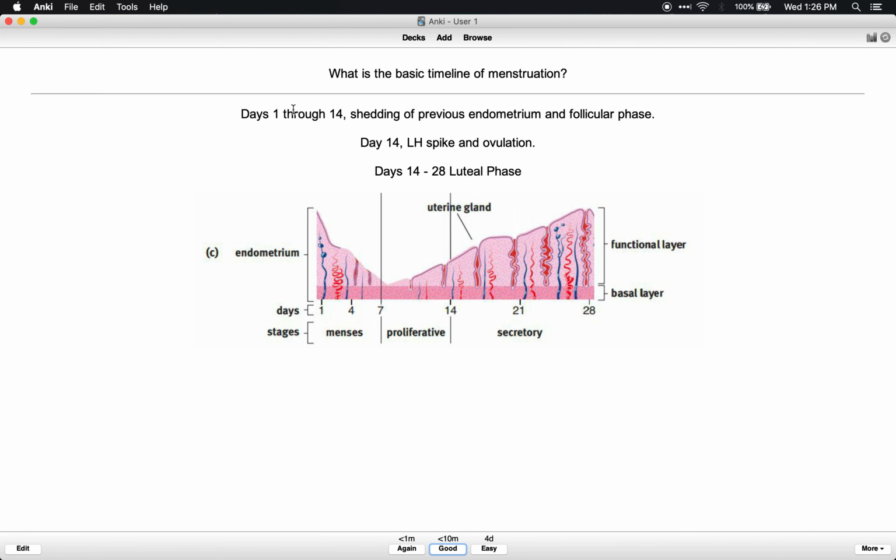Timeline of menstruation, no idea. So day 1 through 14, shedding of the previous endometrium and follicular phase. Day 14, the LH spike and ovulation. Day 14 to 28, the luteal phase. Day 1 through 14, shedding of previous endometrium and follicular phase. Day 14, LH spike and ovulation. Day 14 to 28 is luteal phase.